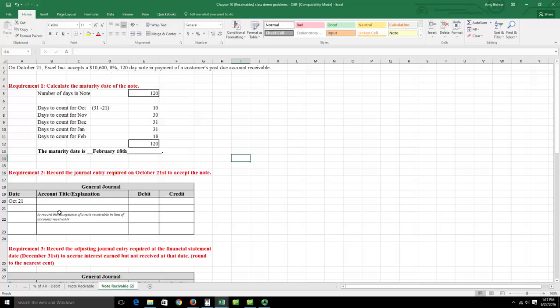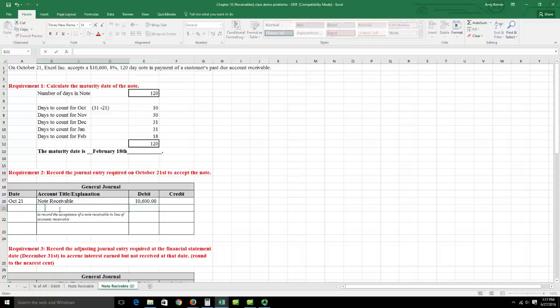However, let's go ahead and record October 21st, receiving this note. Again, we are taking this accounts receivable off our books. It was a past due account. They can no longer pay us within 30 days, and so we've agreed to extend it out 120 more days, but we're going to expect some interest. So now instead of having an account receivable, we have a note receivable. We have to put the note receivable on our books, and since notes receivable is an asset, you debit it to increase it, $10,600. That's what they owe us, the principal amount.